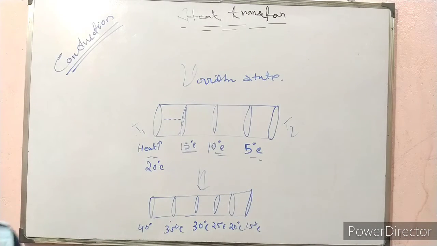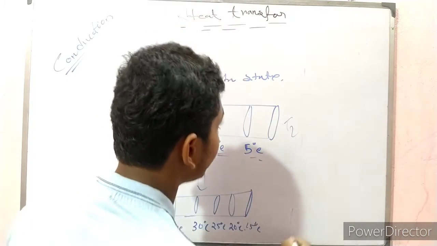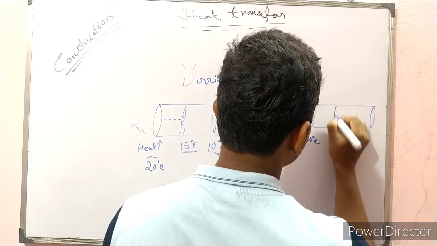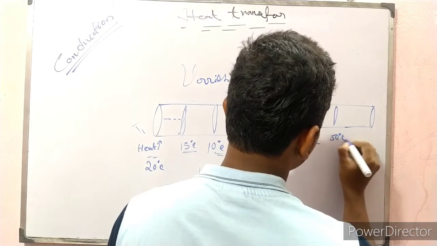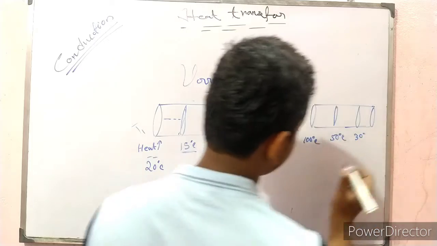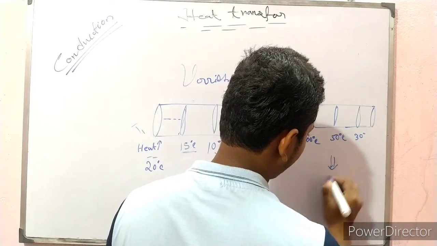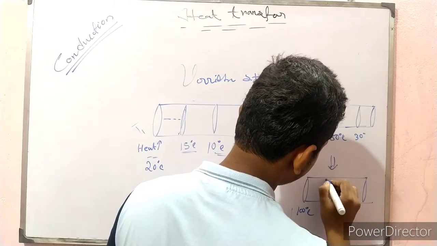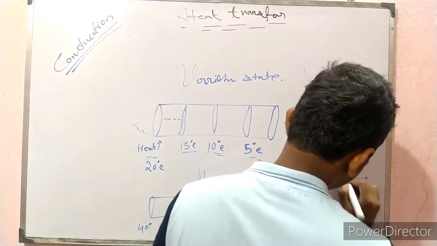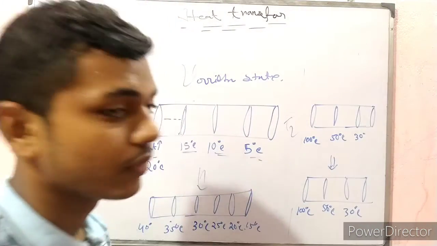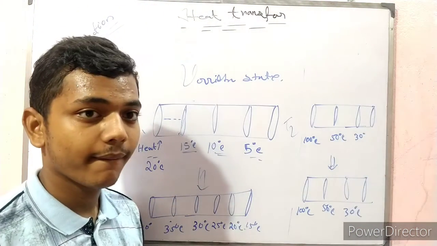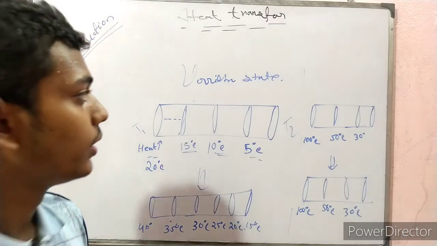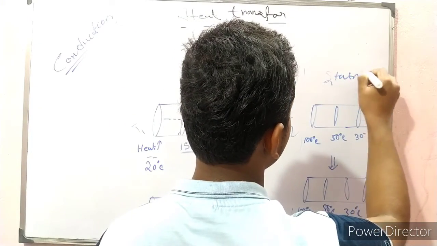Now the steady state: I will take a conductor and give 100 degrees Celsius. There that is 50 degrees Celsius. Here that is 30 degrees Celsius. I will give it heat continuously, but that is still 100 degrees Celsius, 50 degrees Celsius, 30 degrees Celsius. That has no change, means that is constant. The heat here is constant. That is called steady state.